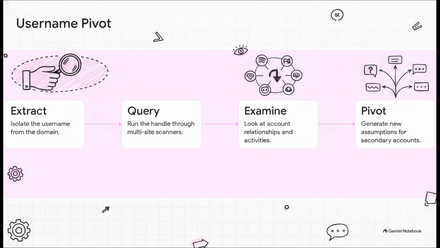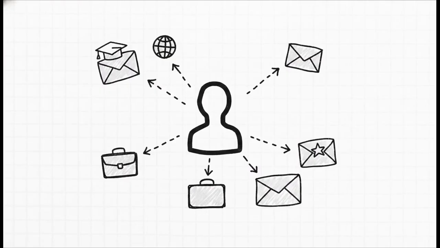People are creatures of habit, right? We all reuse usernames across the web. By running that handle through scanners, we can instantly see if that identical username is registered on Spotify, Reddit, or some niche technical forum. We can also generate lists of assumed email addresses. We do this by pairing our extracted username, or even a real name, with common providers like Gmail, Yahoo, or Hotmail to see if other accounts exist.